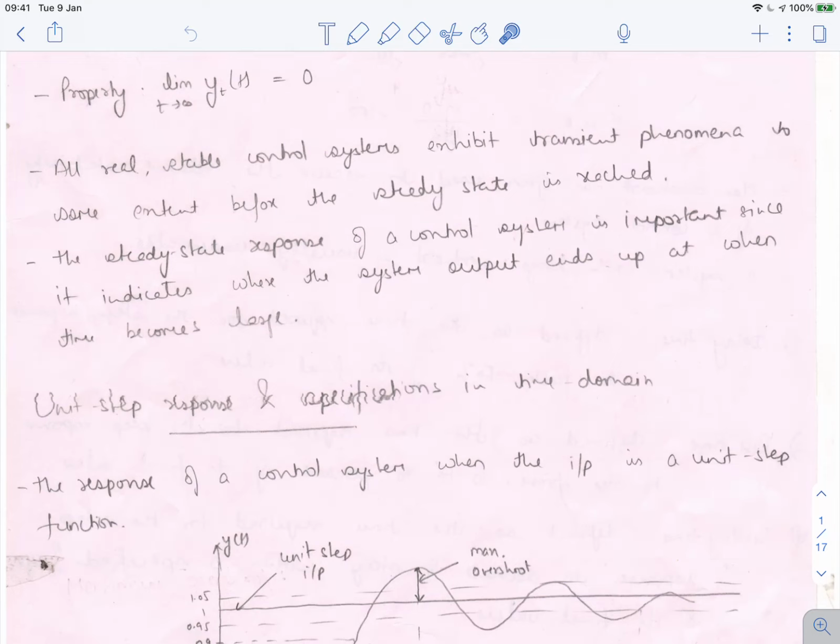Now, this steady state response of the system is particularly important since it indicates where the system output ends up when time becomes large. While analyzing the closed loop system or the control system, we want to analyze what could be the maximum value the system could achieve in the long run.